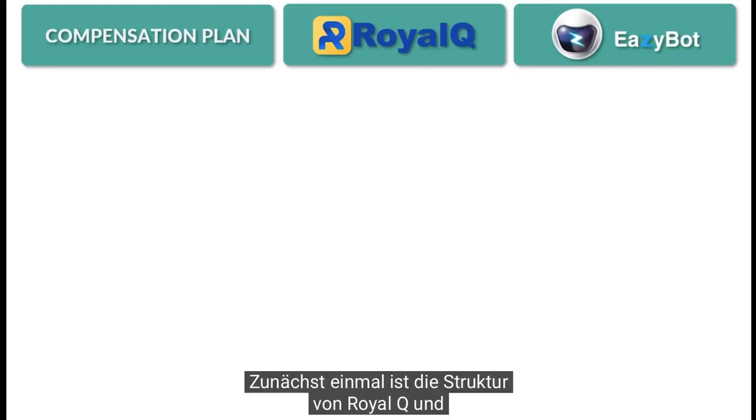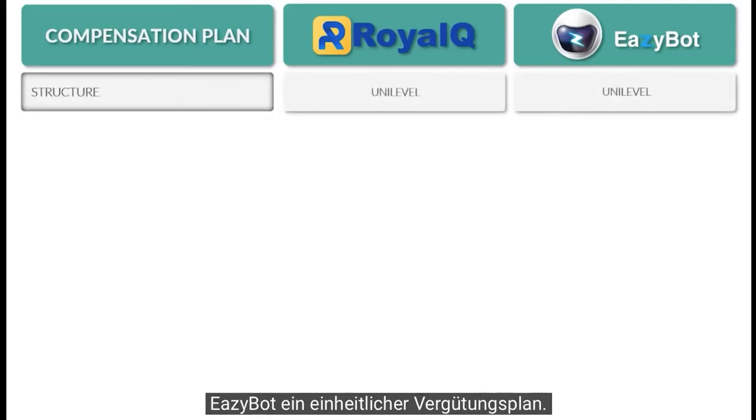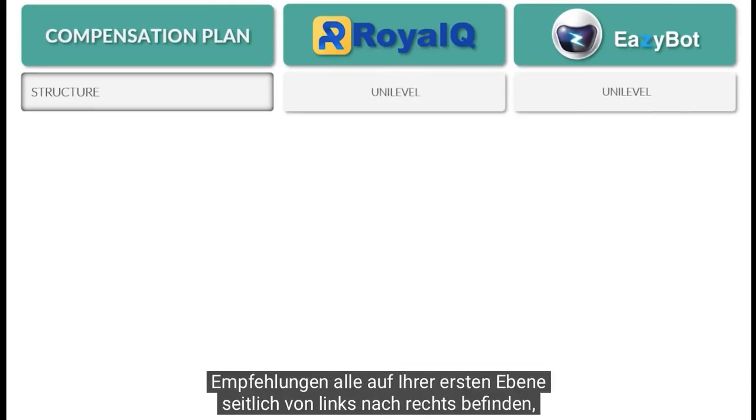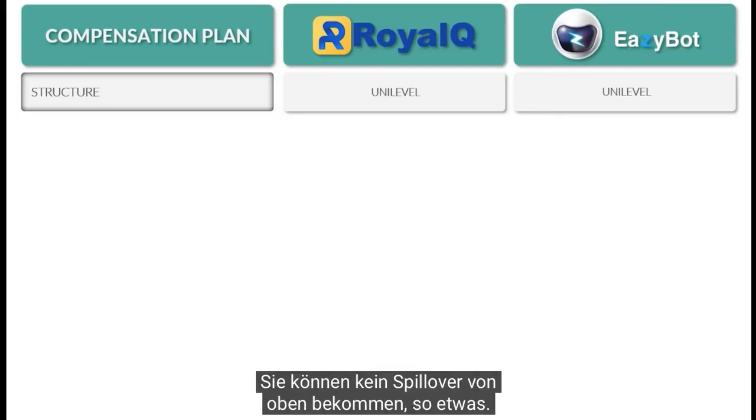First of all, the structure of both RoyalQ and Eazybot is a uni-level compensation plan. That means your personal referrals are all on your first level laterally from left to right, depending on the time that they joined. There's no spillover here. It's not a binary. You can't get spillover from above, anything like that.